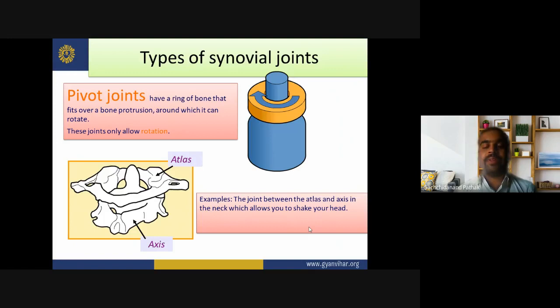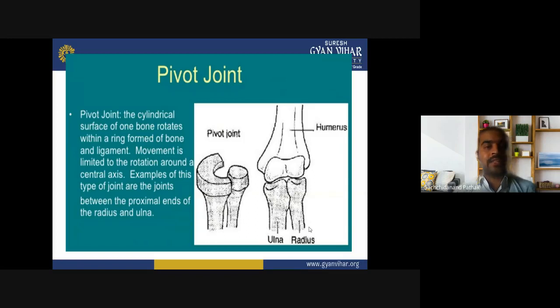The joint between the atlas and axis in the neck allows you to shake your head. So that is a pivot joint. The cylindrical surface of one bone rotates within a ring formed by the bone and ligament.